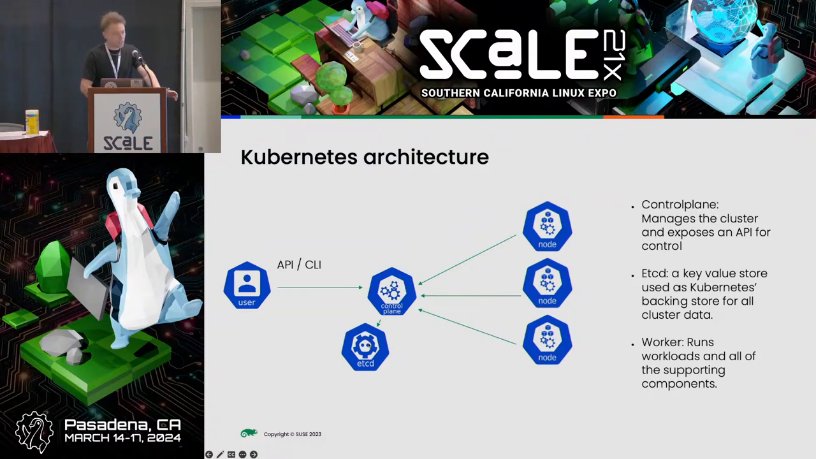Again, it's storing in a key value pair. The etcd is a leader-based distributed system, and so forth. And on the furthest right, it doesn't say it, but they're defined as nodes here, but they're worker nodes. This is where you end up deploying your workloads, not just the ones that are within Kubernetes, like the control plane.